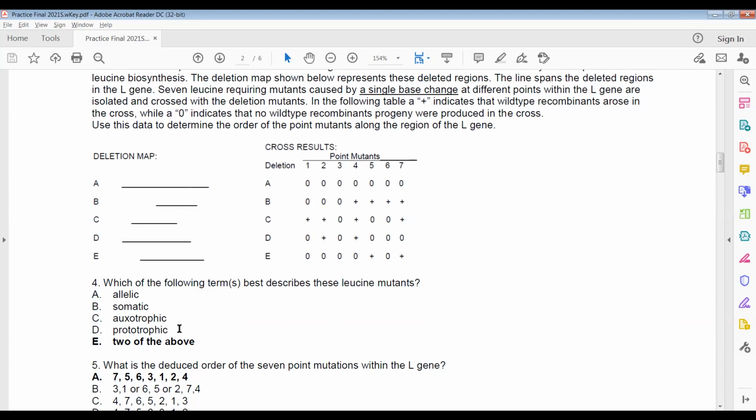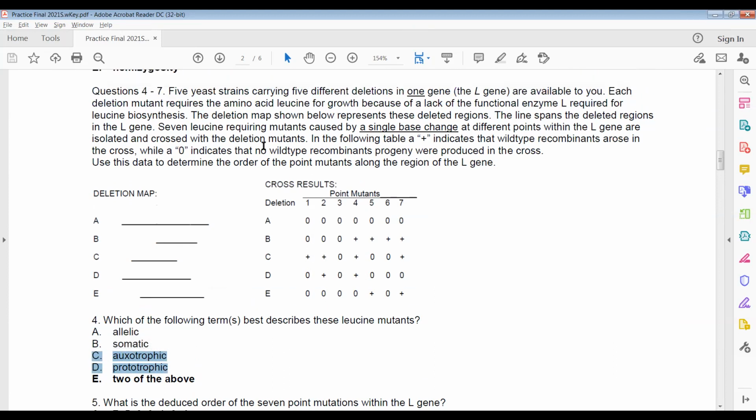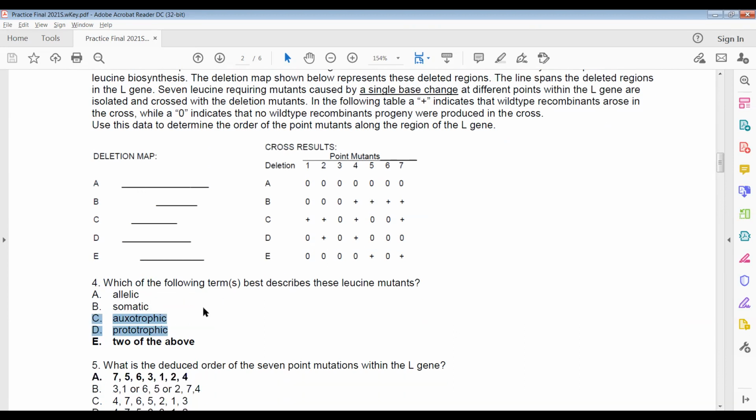Now how about these two? All of these mutants, either the deletion mutants or the single base mutants, cannot grow by themselves on the minimal medium. So what is the term that best describes these mutant strains? Auxotrophic? Yes, very good. This question is a little bit challenging, so at first look at these answers, you're probably going to just choose this one.